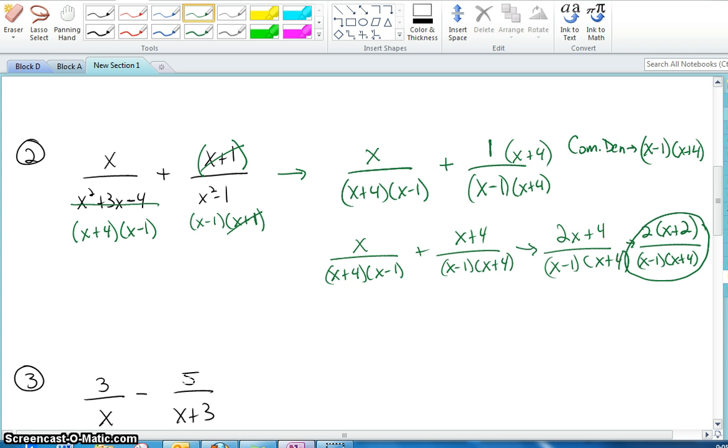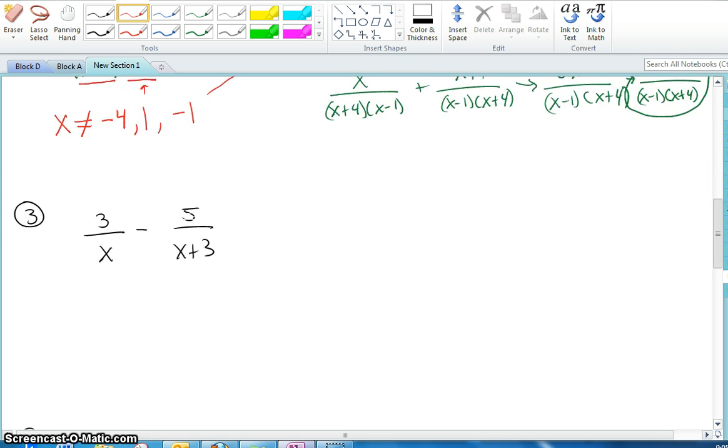Now let's talk about the restrictions. What are the values that x cannot be? You need to go back to your original problem and look at what is in the denominator. What values of x will make the denominator 0? Well, I've got negative 4 will make this 0, which will make that denominator 0. X could be a positive 1, which would make the denominator 0 here. Or x could be negative 1, which would make this denominator 0. So I have 3 restrictions on the domain.